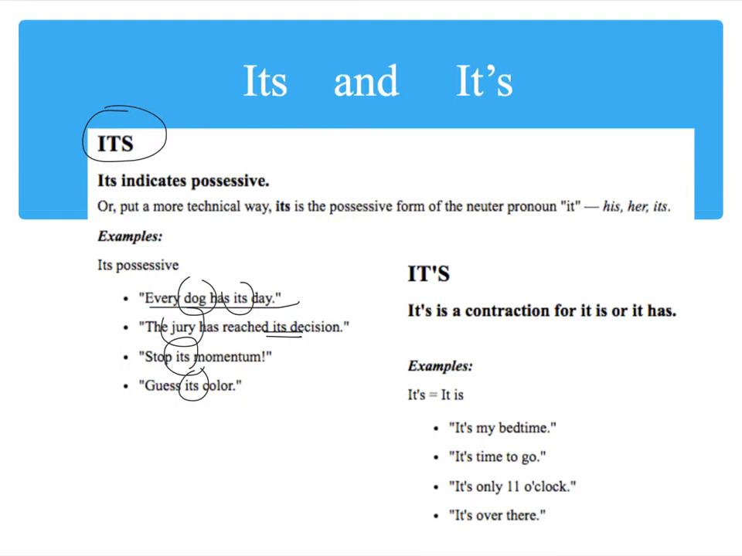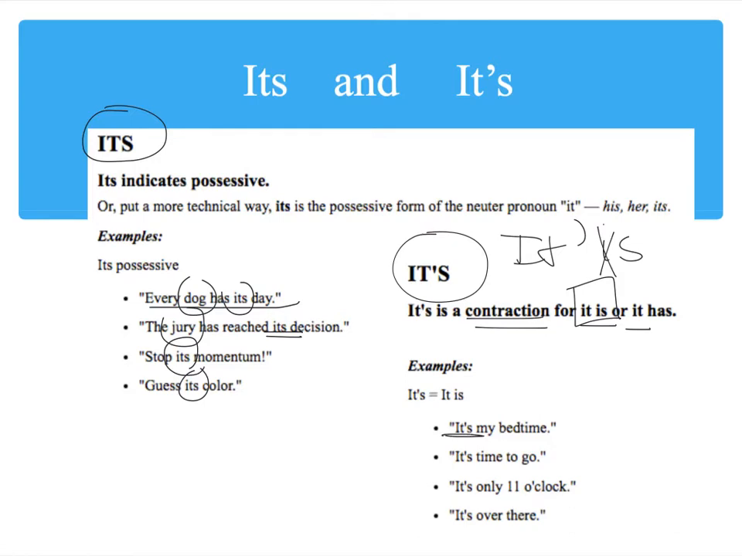Okay, so its without an apostrophe is possessive. It owns something. It refers to something. It's with an apostrophe, however, is a contraction word for it is. It is. And we just took the i off in the it is. We took the i off and we made it it's. We substituted the i with an apostrophe. So we have it's my bedtime.